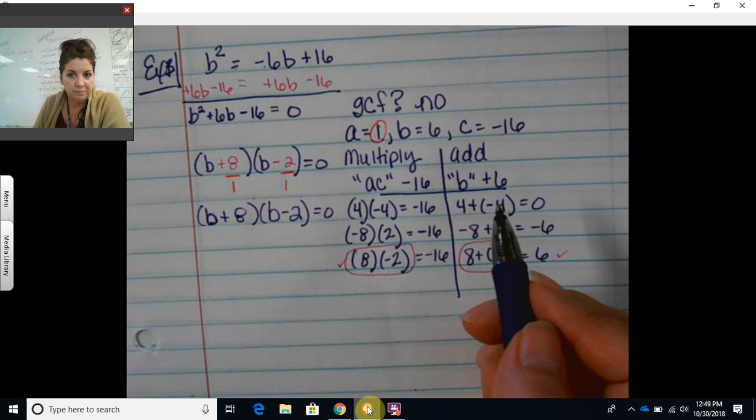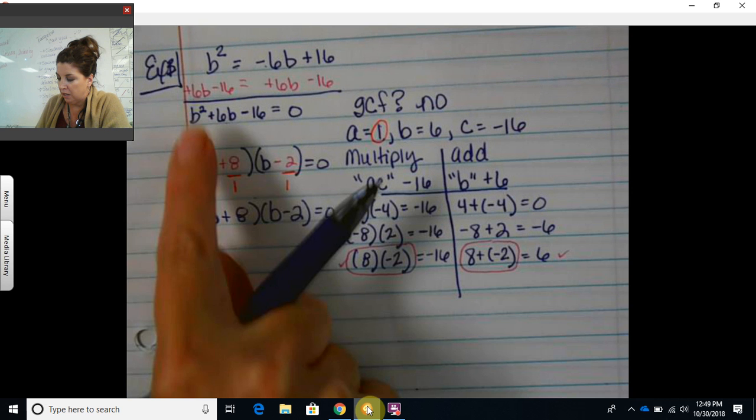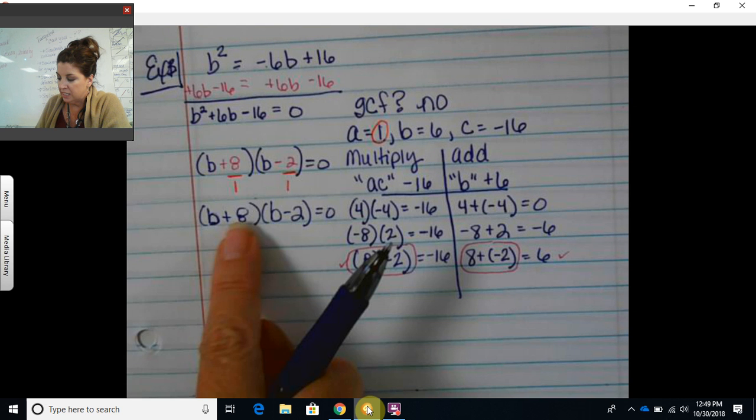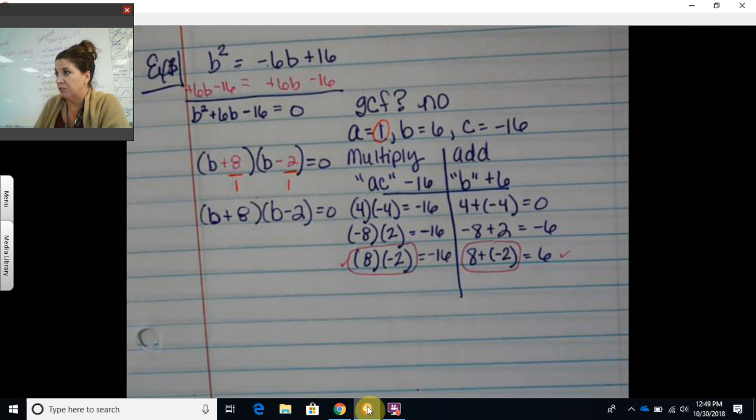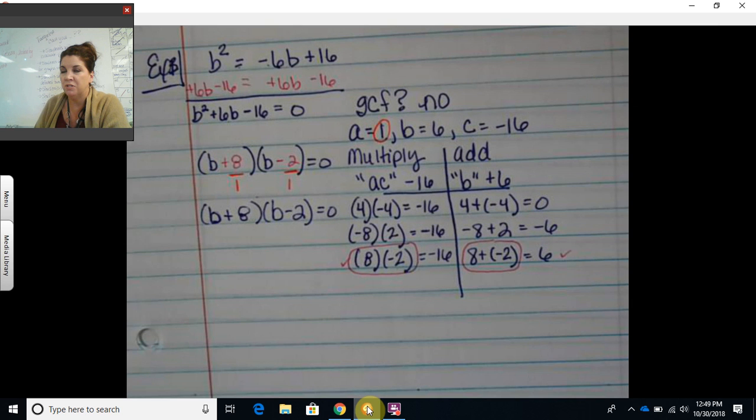If I distributed everything out, B times B is B squared. B times negative 2 is negative 2B. 8 times B is positive 8B. Combined like terms, that gives me 6B. 8 times negative 2 is negative 16. I factored correctly. But I am using factoring to solve.